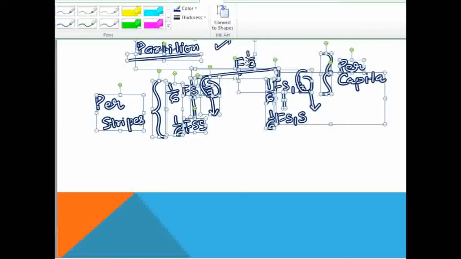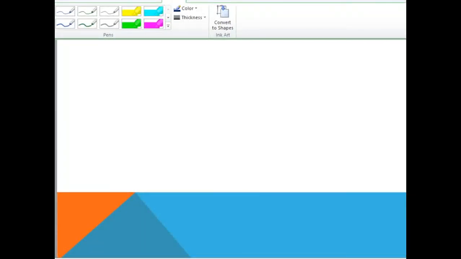Let's take it with an example. Now let's take the same example and do partition and succession.